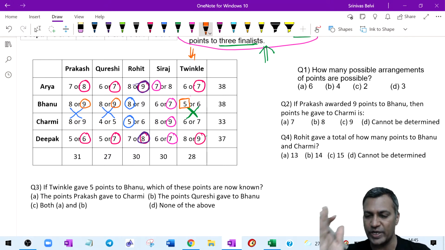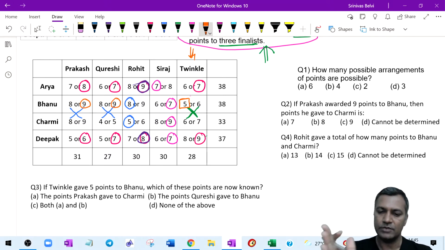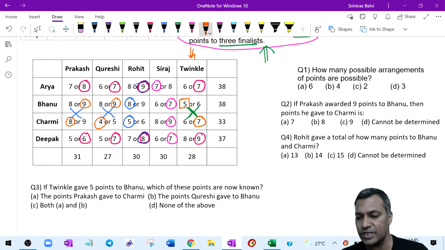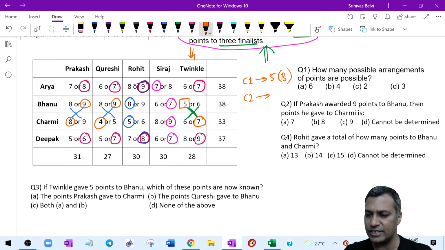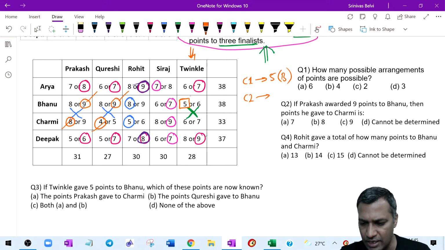The moment Twinkle gives 5 points to Banu, Prakash has to give 9 points to Banu, and Qureshi has to give 9 points to Banu, and after that everything gets automatically fixed. It should be 8 here, 4 here, and 7 here. Case 1 is Twinkle gives 5 points to Banu. In case 1, there is only one way. 9 is fixed, 9 is fixed, 8 is fixed, 4 is fixed, and 7 is fixed. You can't change any of these values.